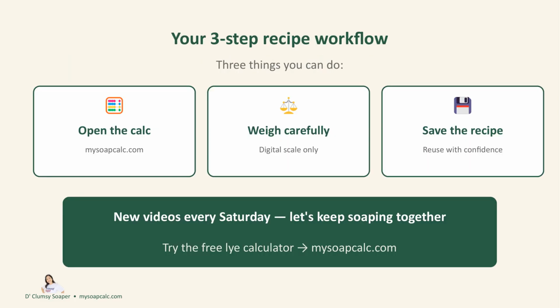And that wraps up our lye calculator walkthrough. The 3 skills to take with you are using mysoapcalc.com to generate accurate lye and water amounts, weighing every ingredient on a digital scale, and saving your recipes so you can reproduce them reliably. Whether you are making a small batch at home or scaling up for production, these habits protect your safety and your consistency. You have the tools now, so go ahead and make that first recipe with confidence.